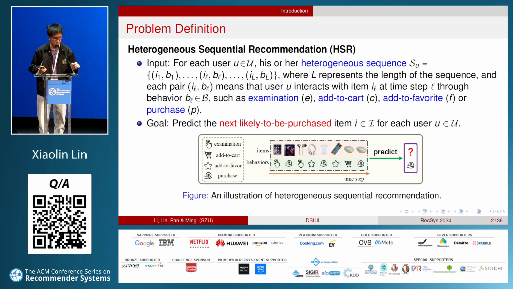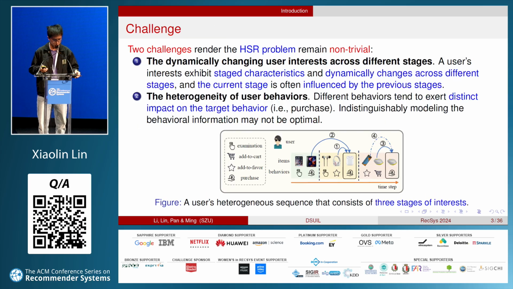Let's begin with the problem we study. We aim to predict the next item that a user is likely to purchase based on the interaction histories, a heterogeneous sequence. There are many types of behaviors in our setup, such as add to cart and purchase. Since we aim to predict the purchase item, we treat the purchase as the target behavior, and the others are auxiliary behaviors.